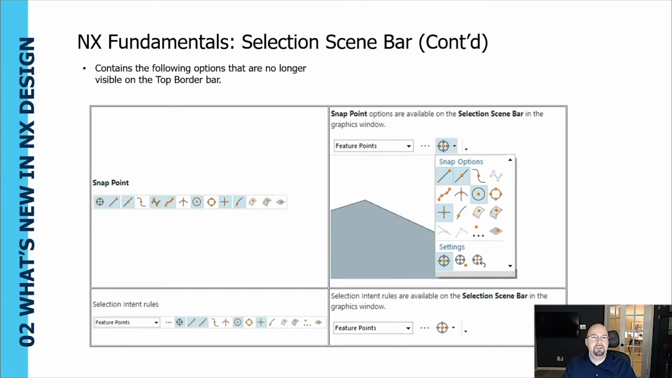Selection scene bar continued here. On that selection scene bar, it is going to contain all of your snap points and your selection intent rules. Previously, those snap points and selection intent rules did live up on the top border bar. And if you do notice, when you're in 1926, you will not see those snap points or selection intent rules until you invoke the selection scene bar, and that's where those are located now. So when you start creating your feature, you will see that selection scene bar show up, and you'll have different snap point options or selection intent rules depending on what type of feature you are creating at that moment.